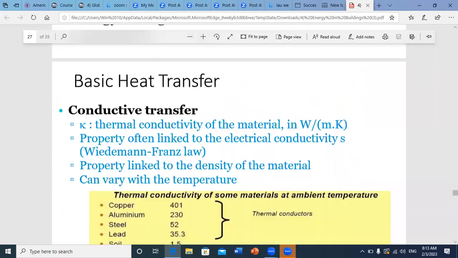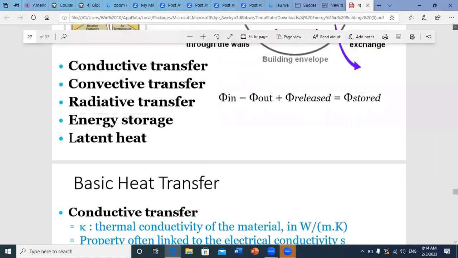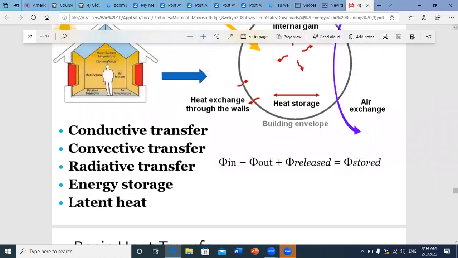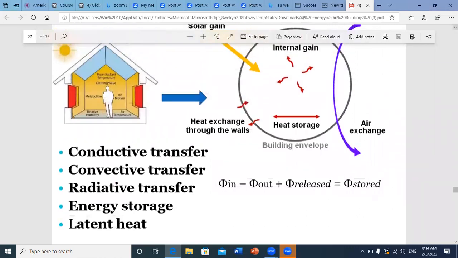For example, if we want to study a building on the energy level, we should know through which modes heat is transferred to the internal environment. If you want to model a heating ventilation system in ANSYS, we should know the heat flux coming from walls. To compute this heat flux, we need to know the modes of heat transfer.